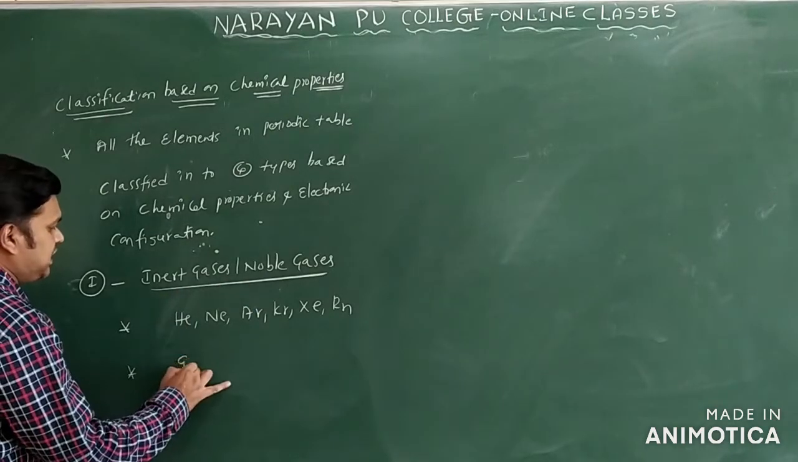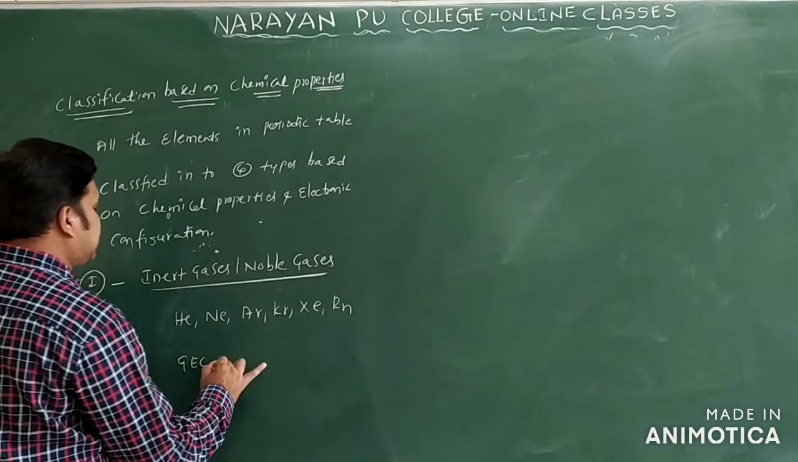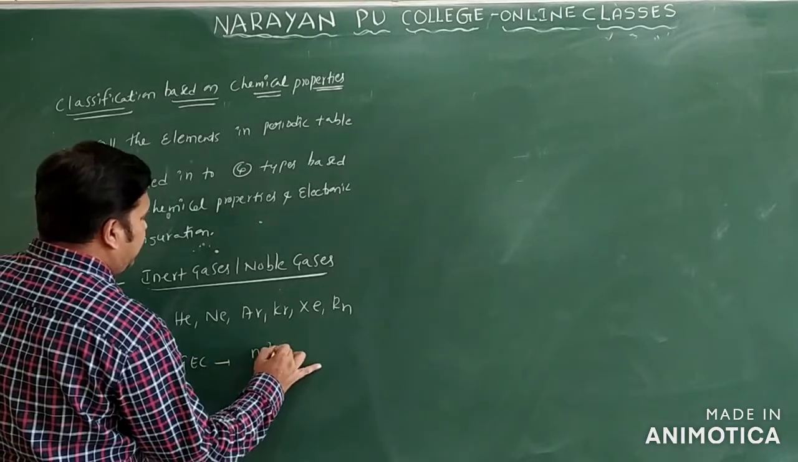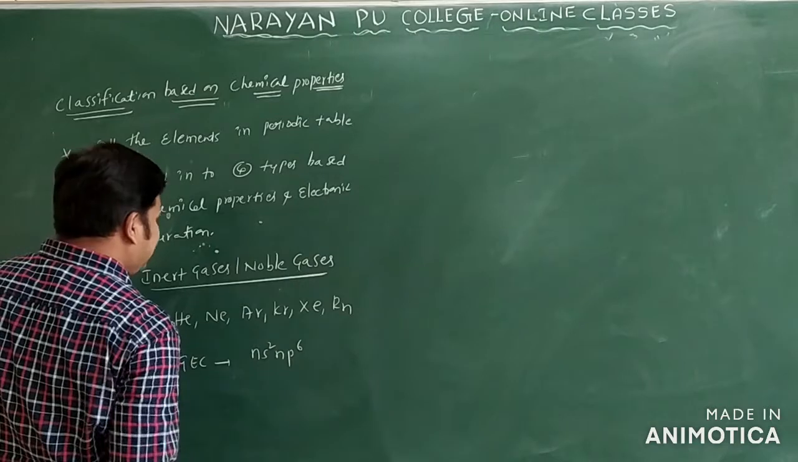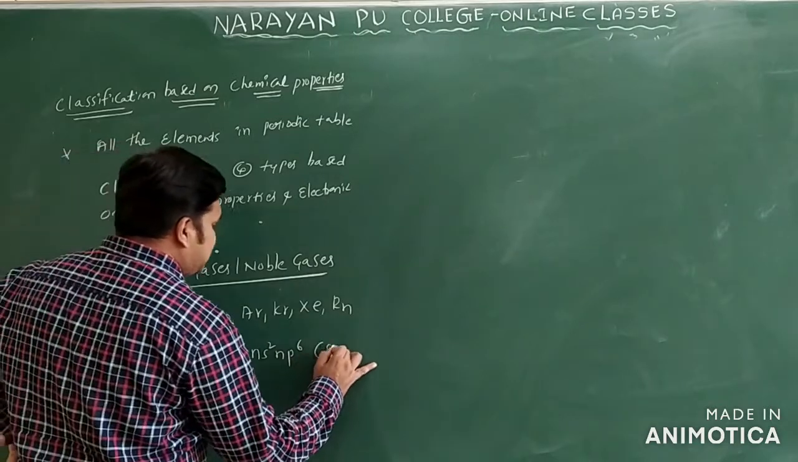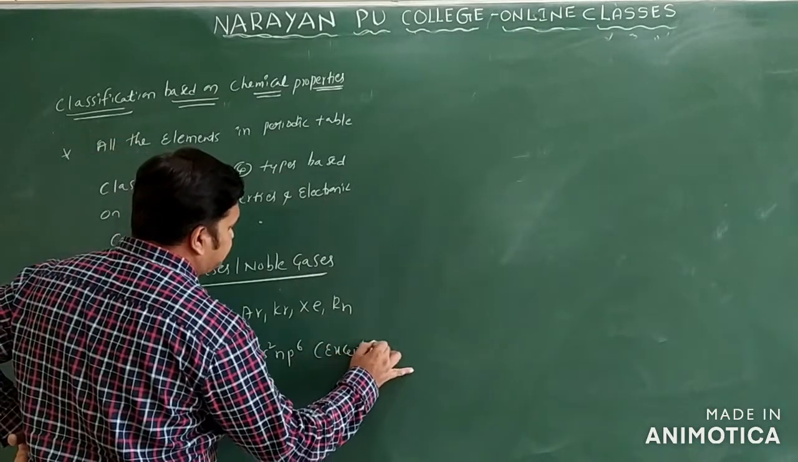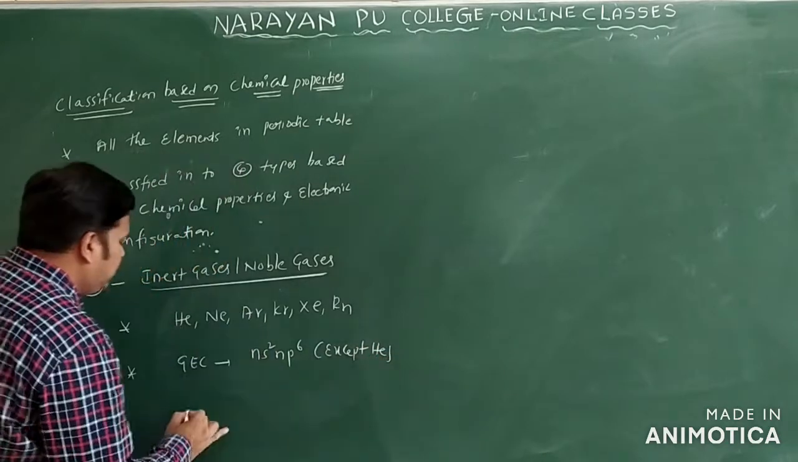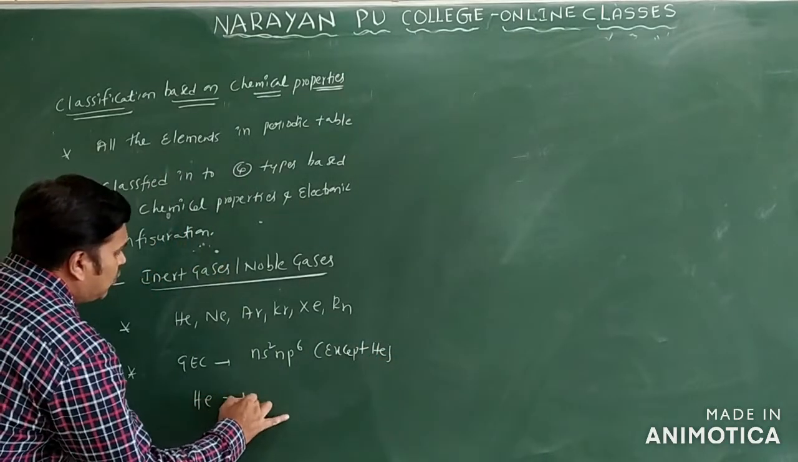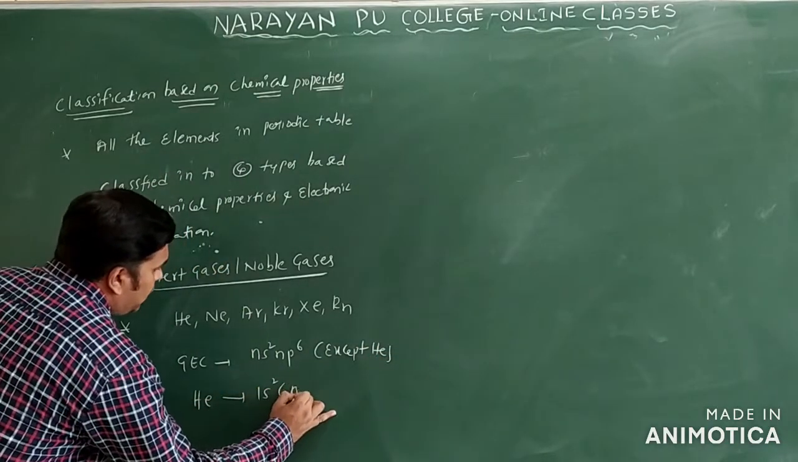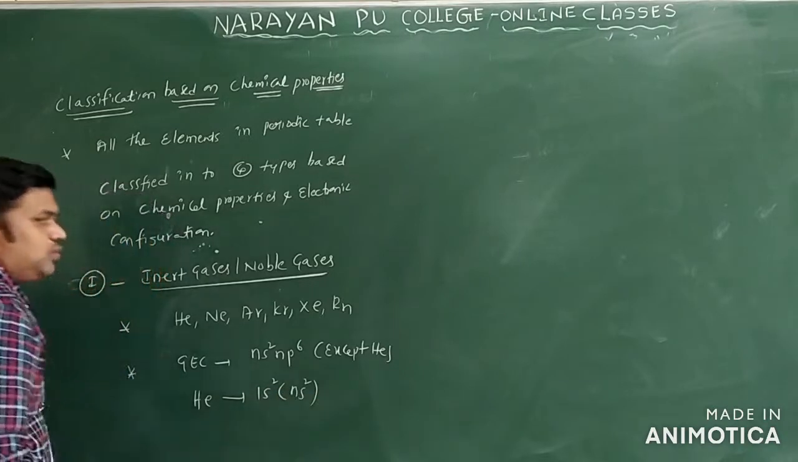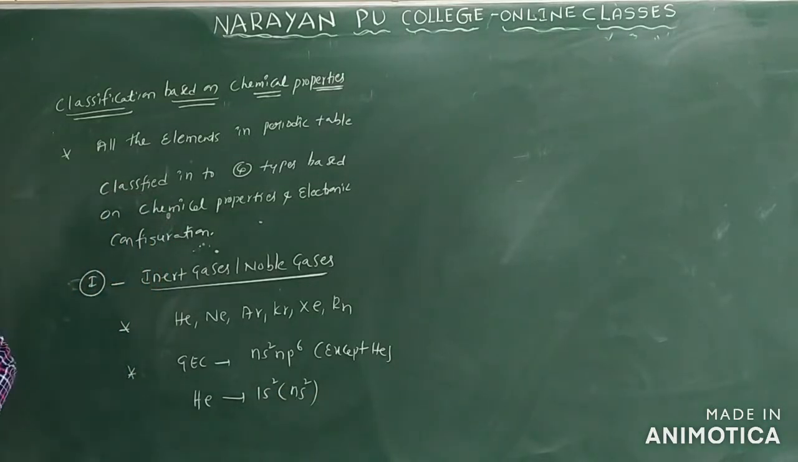What is the general electronic configuration for these elements? I will write here ns2 np6. This is except helium only. If you want to write the helium configuration, we have 1s2, or you can write ns2 only.